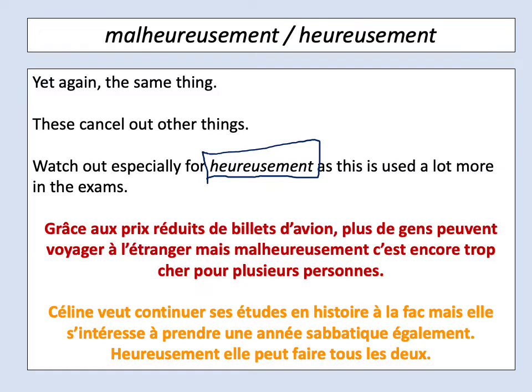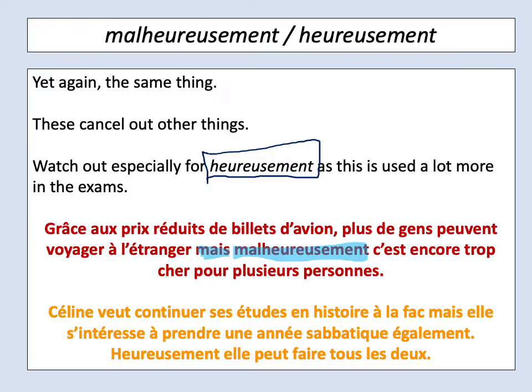Two little examples here. So we've got grâce, this is about holidays and travel. Grâce au prix réduit de billets d'avion, plus de gens peuvent voyager à l'étranger. Mais, so we've got a mais there as well, and malheureusement. Mais malheureusement, c'est encore trop cher pour plusieurs personnes. So we're starting off with something really positive. Thanks to reduced plane ticket prices, more people can travel abroad, but unfortunately, it's still too expensive for many people.